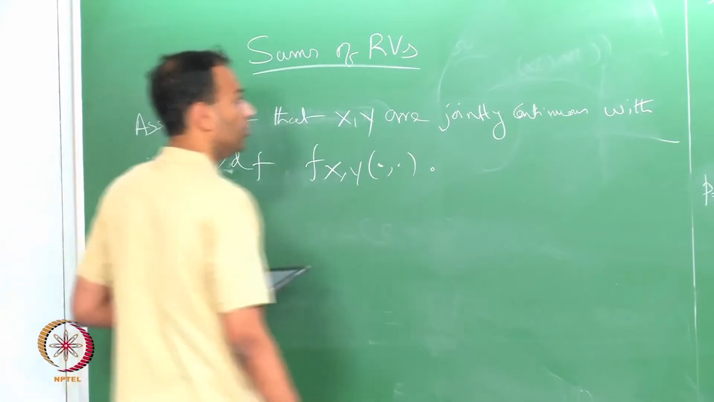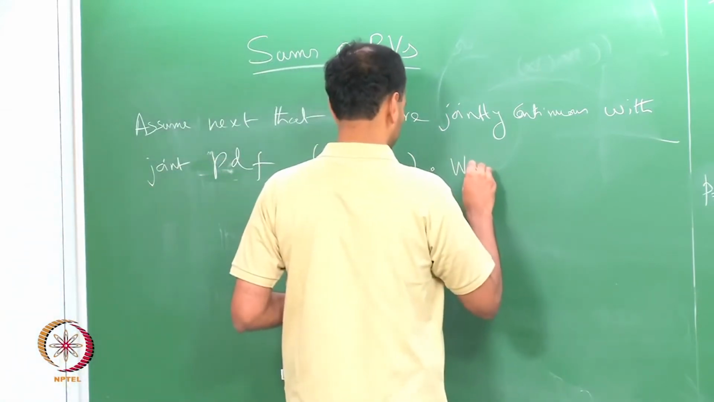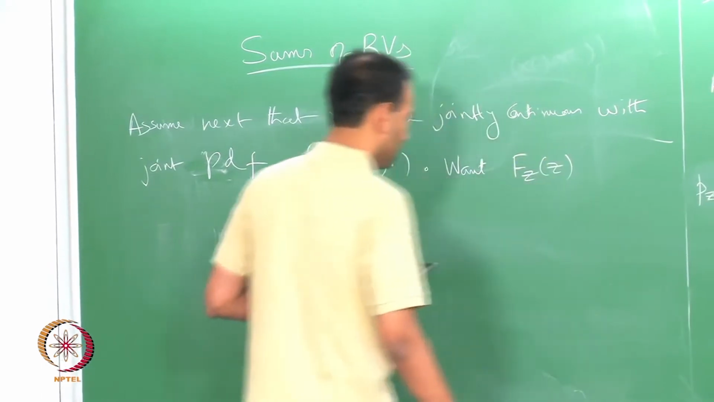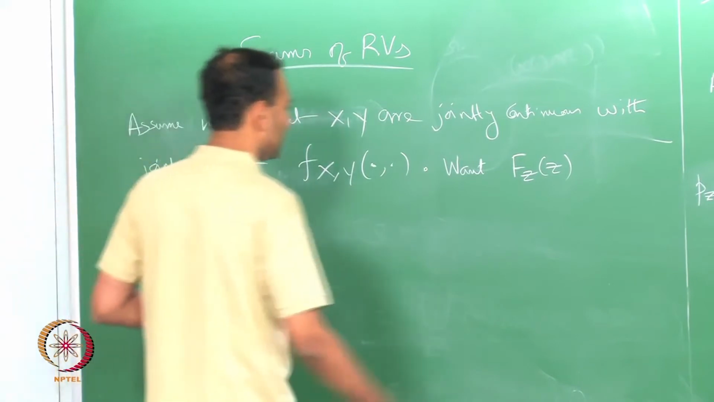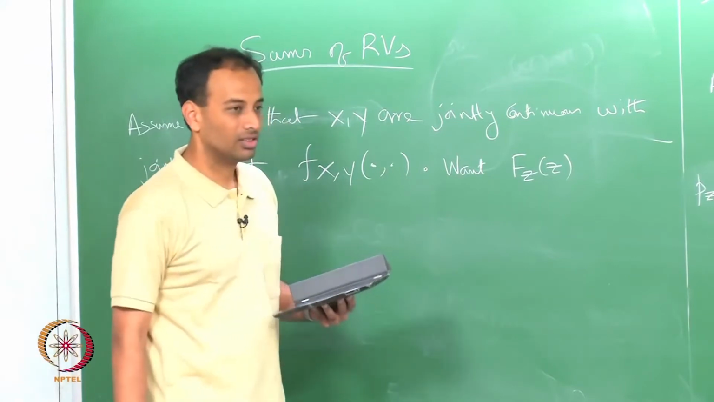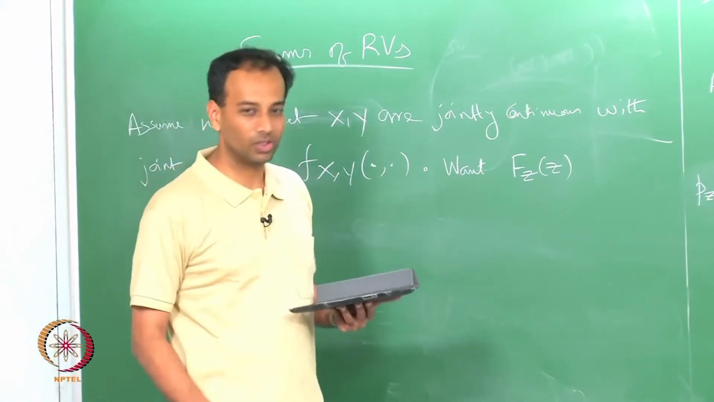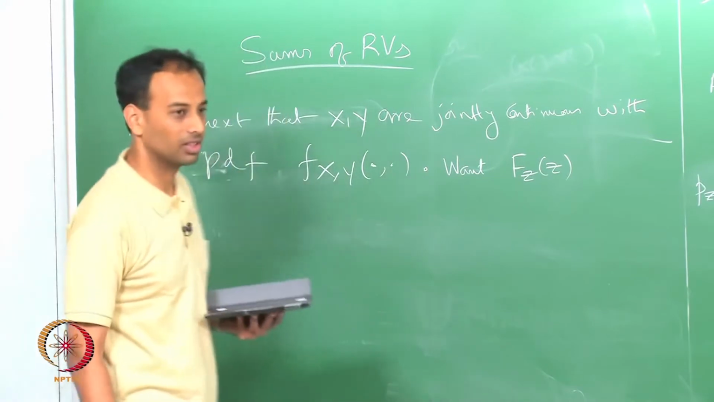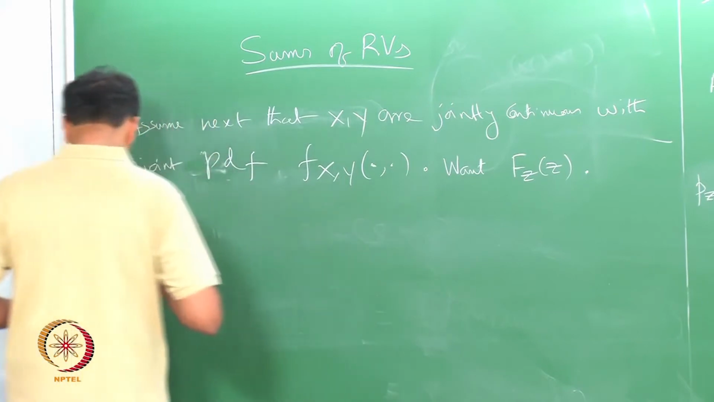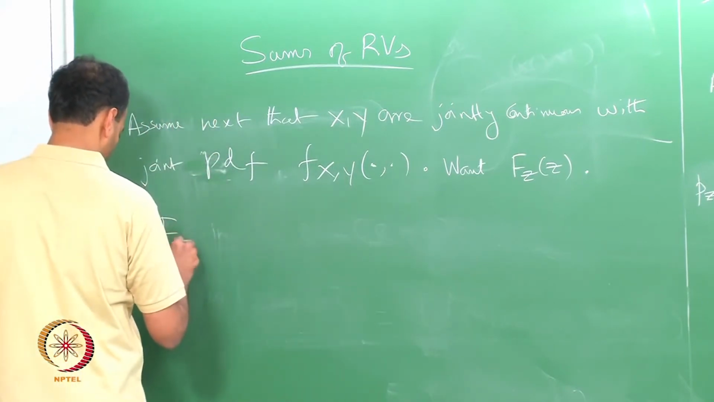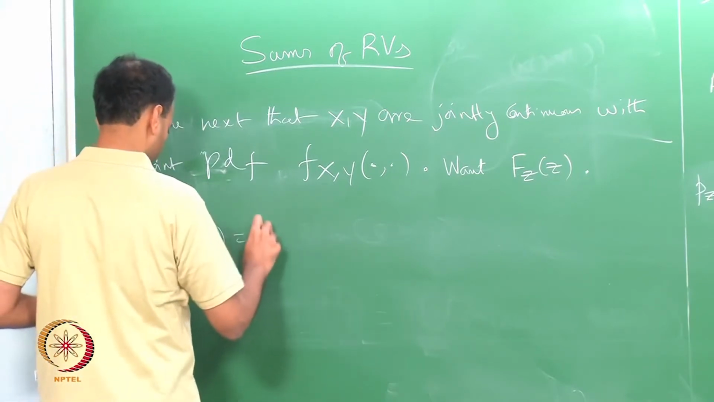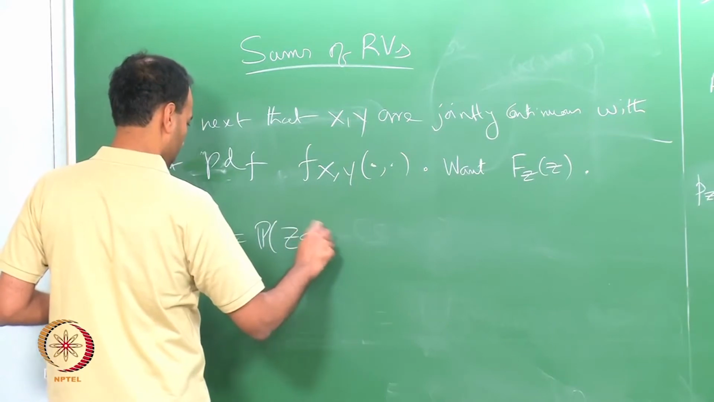Now, I want the density of Z. Let me start out by saying I just want the CDF of z. What we will see is that Z will also actually be a continuous random variable, so we can actually get its PDF as well. So this is what we want. We will write f z of little z as the probability of big Z less than or equal to little z.